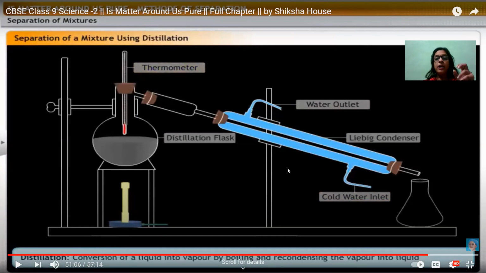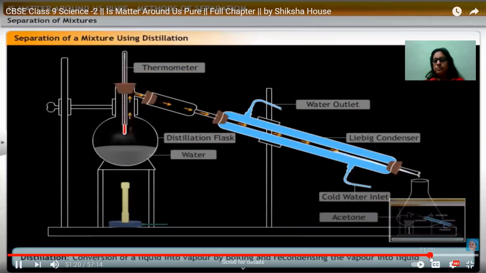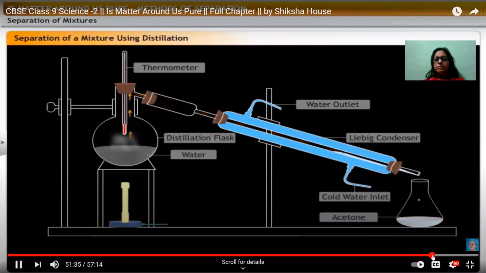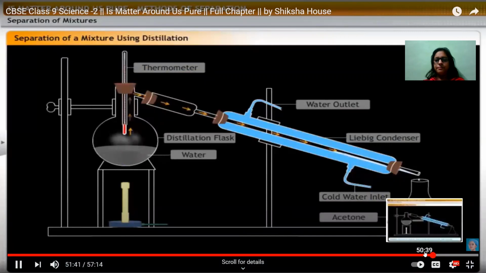For example, alcohol and water, just have a look. Heat the mixture. You will see that the acetone, which has a lower boiling point, vaporizes first and then condenses in the condenser. It can be collected from the condenser outlet. Water gets left behind in the flask. This method is used for the separation of a mixture containing two miscible liquids that boil without decomposing and have a large difference between their boiling points.